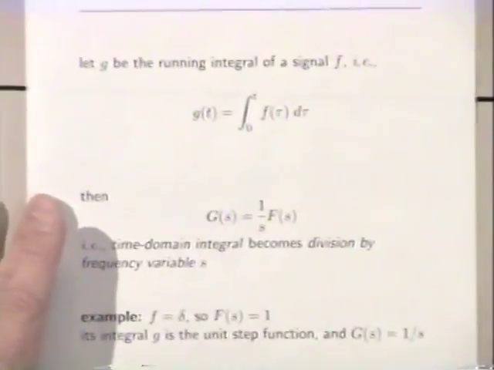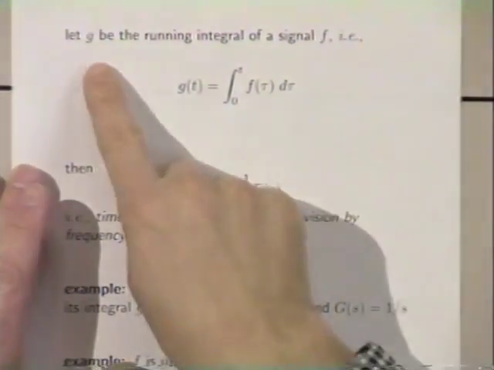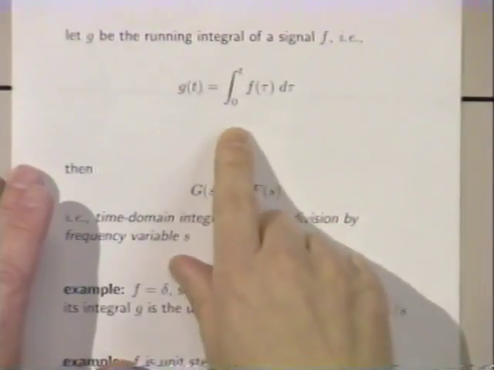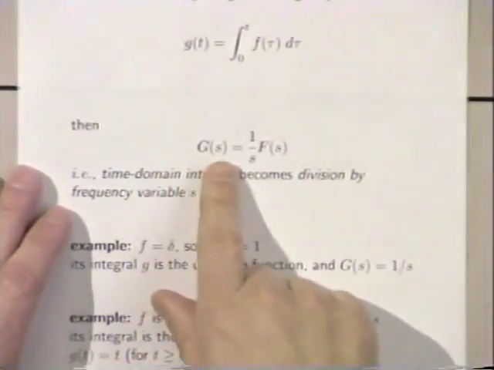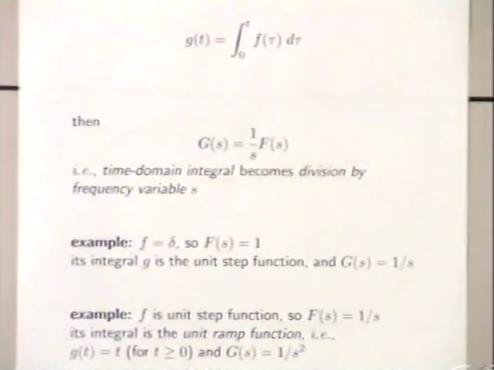Okay, let's go back to integral. Well, let's see. If you let a signal be the running integral of another signal, so you integrate it from 0 to t, then it turns out the Laplace transform is 1 over s times F. Now this is also reminiscent of stuff you've seen from 101. You should begin to see patterns here. If differentiating is multiplying by s, what do you imagine integrating is? It's dividing by s. So patterns should start making sense.